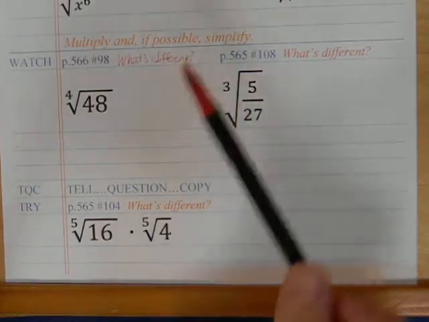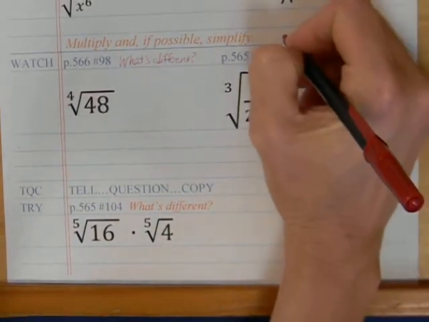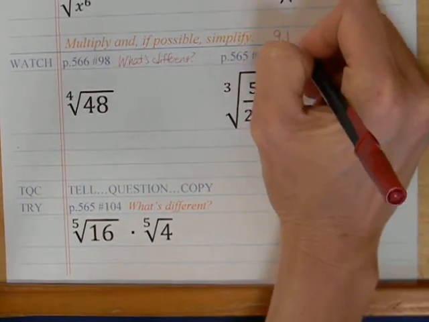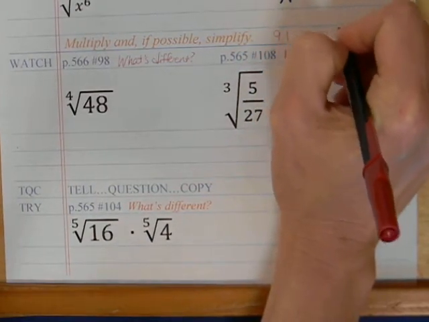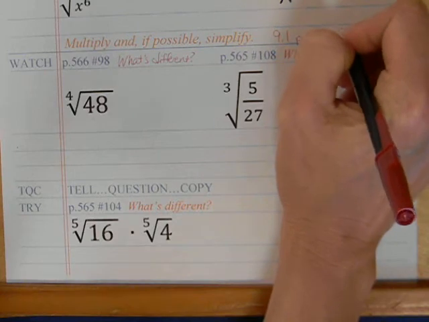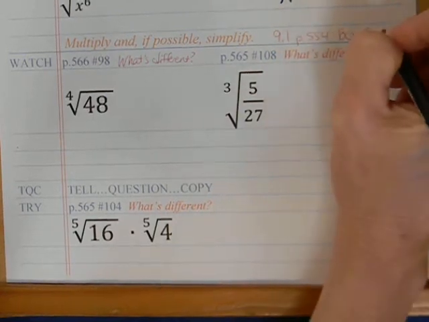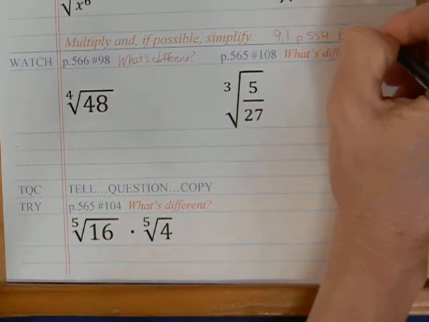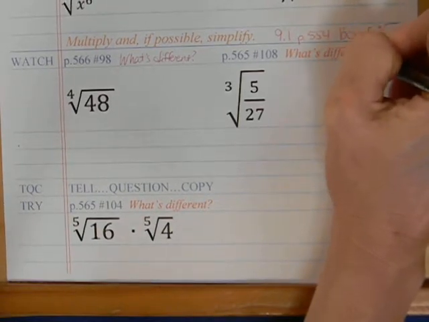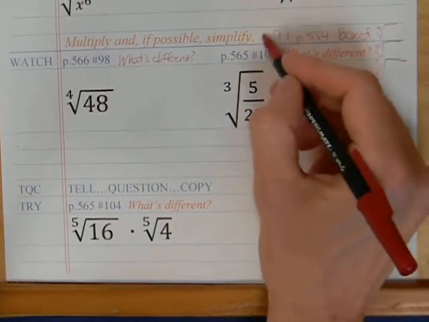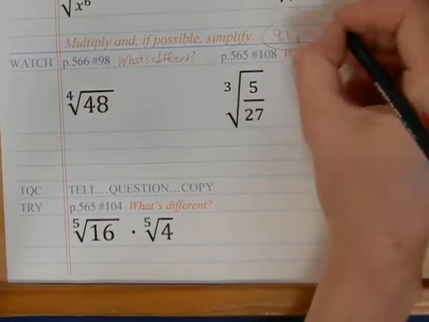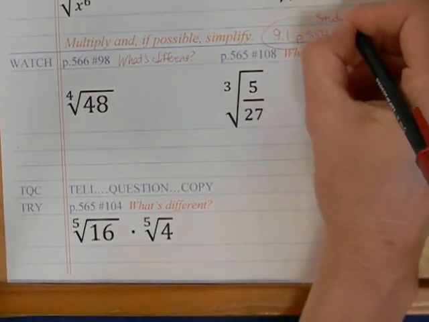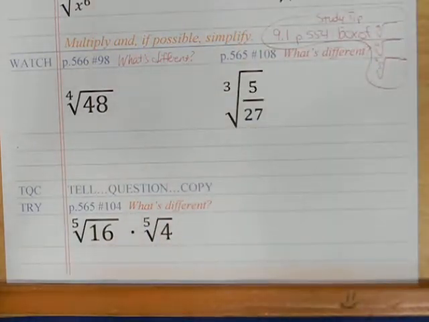And here's where you want to remember from 9.1, page 554 had that little study tip box of cubes, fourth roots, and fifth roots. You should become fairly familiar with it so that you can recognize these numbers and not spend a lot of time searching for the cubes and the fourth roots and the fifth roots.